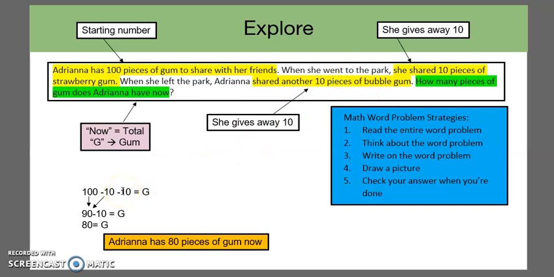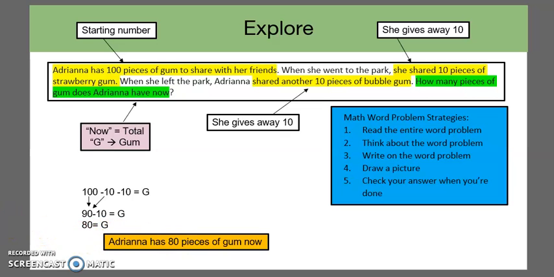So when we do order of operations, we do 100 minus 10 gives us 90. We bring down the negative 10, and we're going to do 90 minus 10 gives us 80, and the 80 equals G. And when we look back at our context of the problem, Adriana has 80 pieces of gum now.